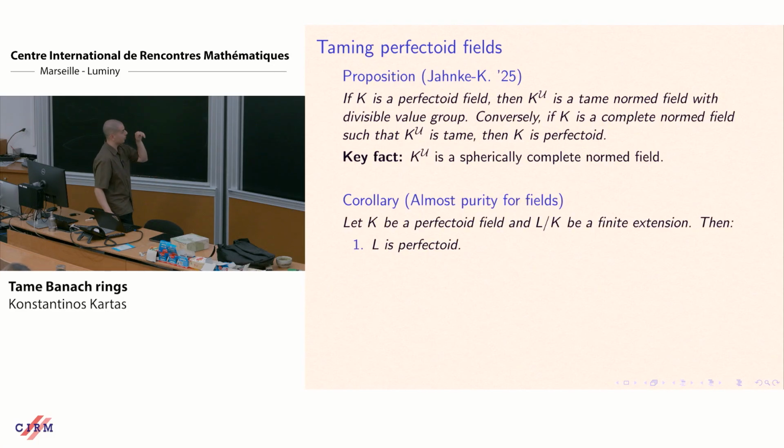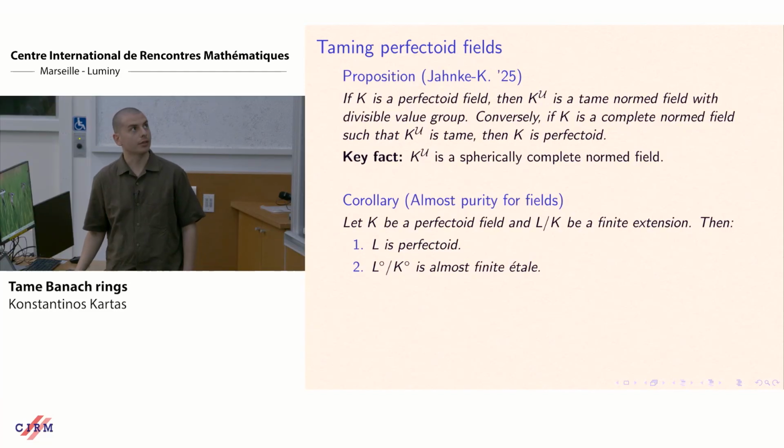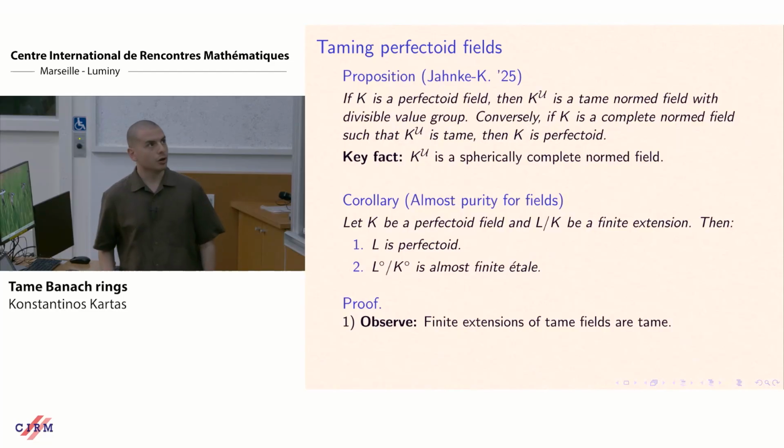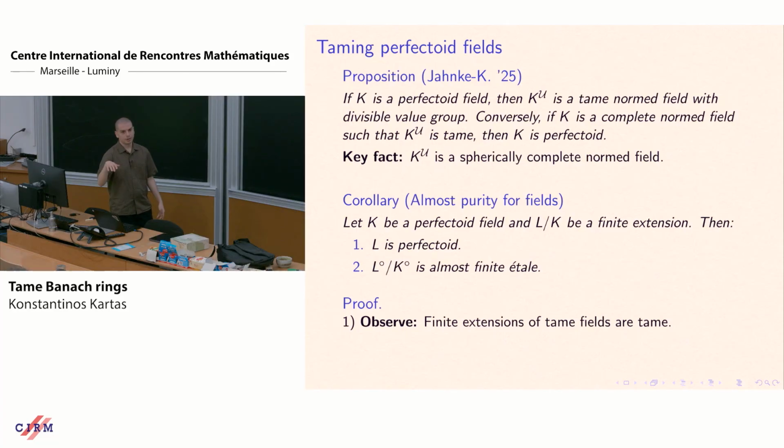Now let's prove almost purity in the case of fields. So recall what we have to prove. We take a perfectoid field and we take a finite extension. We have to prove that this finite extension is perfectoid and that there's almost no ramification. Okay, let's start with 1. So first, observe that, that's a classical fact, finite extensions of tame fields are tame. So using the original definition that I gave, it's pretty clear. You check that finite extensions of defectless fields are defectless, finite extensions of perfect fields are perfect, and so on. It's not hard to prove.